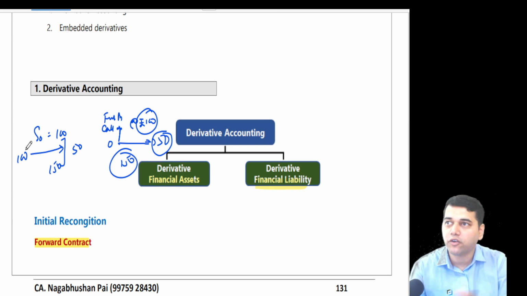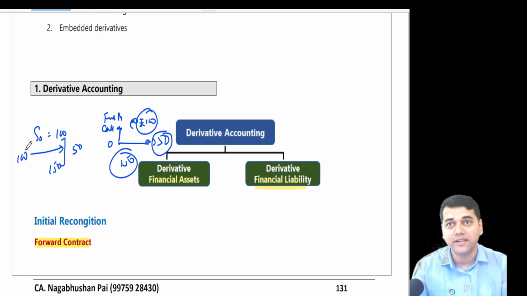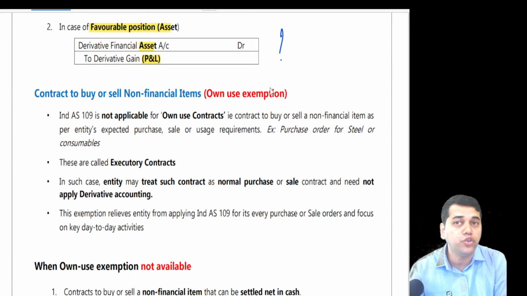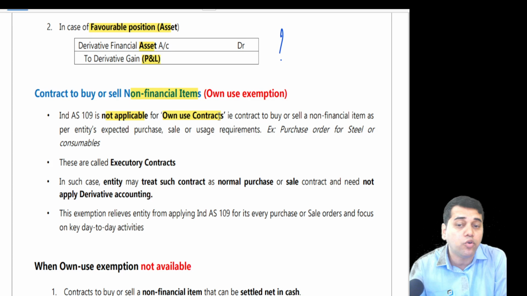Will you try to figure out the market value of those contracts? Did I make a gain or loss by calling that faculty? His market rate may be more on that day. It's going to cause a lot of unnecessary hardship for me, correct? That's why they gave one exemption. It's called the own use exemption. It says that, look, if you want to buy or sell a non-financial asset, then 109 you need not apply, provided you are entering into the derivative contract for your own use, not to trade, not to speculate.